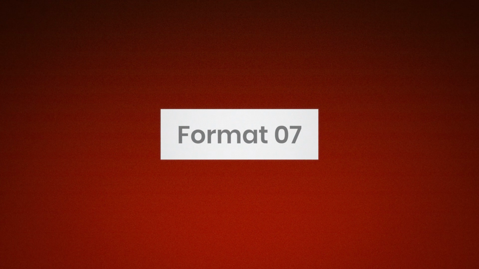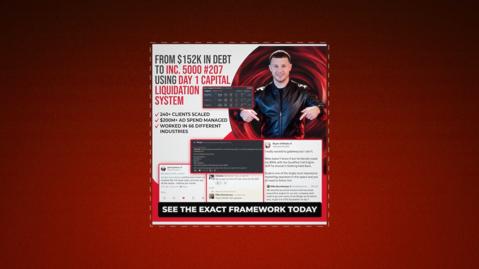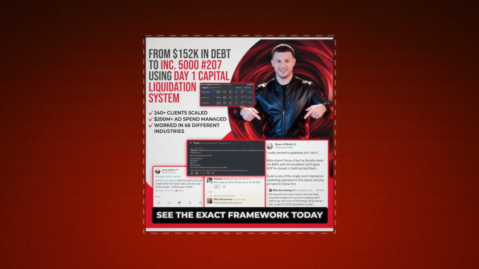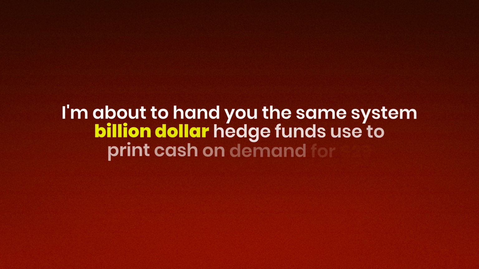The seventh is the direct offer lead. There's no story or setup here. You just make a big claim, share how the offer works, and tell them why they need to act now. Here's the first 3 lines of the direct offer lead we run for our own $29 workshop. If your business is stuck at $100,000 to $150,000 a month, it's not because your ads suck, it's because you don't have a system. And I'm about to hand you the same system billion-dollar hedge funds use to print cash on demand for $29. That's the format. Big claim, mechanism, and price.